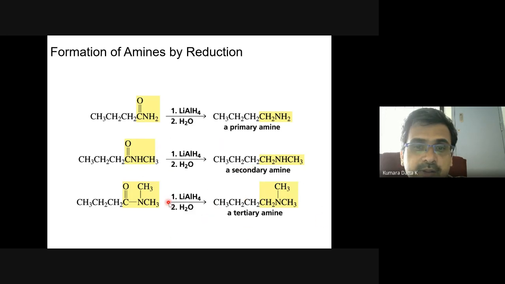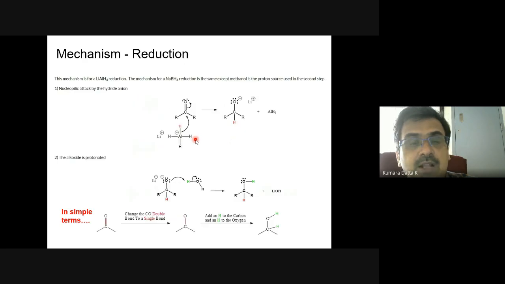Using LiAlH4, again, sodium borohydride will not do this job well, especially if you want to go towards controlled products, for example primary amine, secondary amine, and so on. So we use stronger reducing agents like lithium aluminum hydride. How does it happen? You do not have this part in your syllabus, but people who are interested can have a look into this.